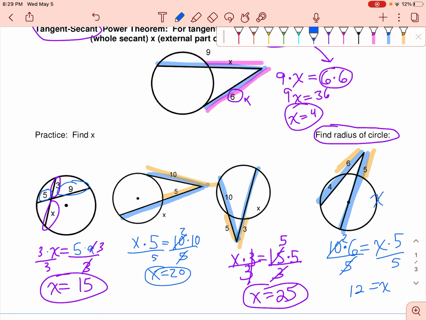That's the whole piece. So this whole blue piece is 12. In order for me to get this pink piece, I have to subtract. So the whole blue piece is 12. I'm going to take this 5 away, so I know that this pink piece is 7. Once I know that this pink piece is 7, then I can find the radius. The 7 represents the diameter, so the radius of the circle would be 3.5.